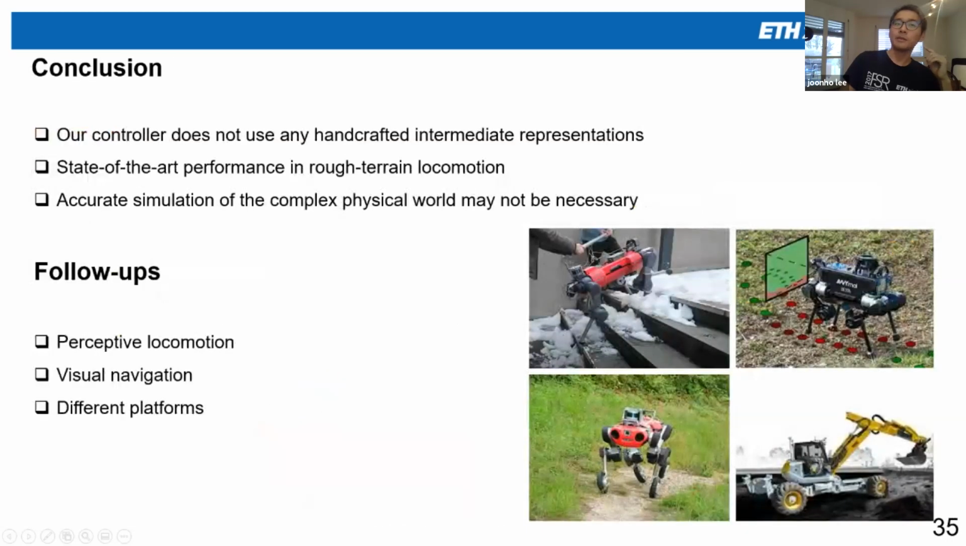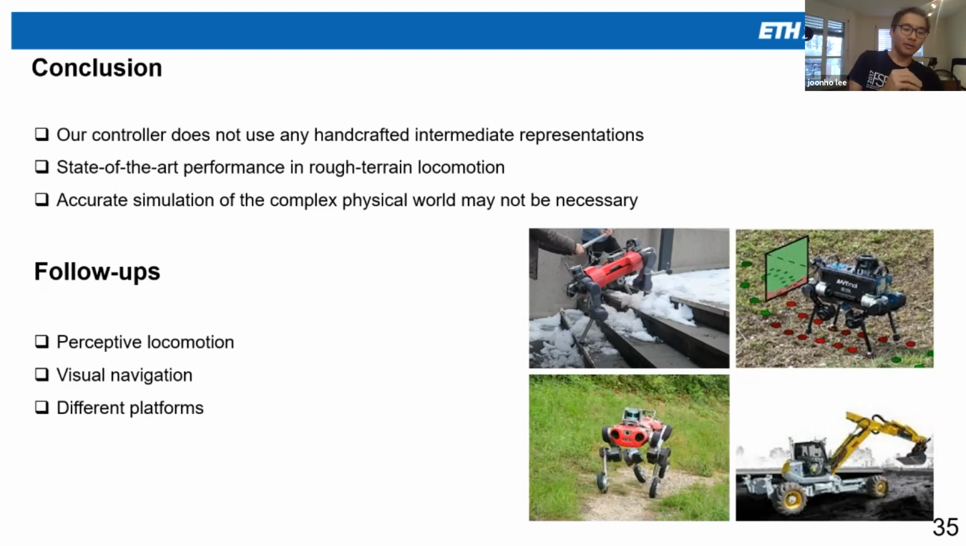That's all from my side. To conclude, we tried not to use any handcrafted intermediate representations like contact state or foot slip states, which are commonly used in legged robotics, but still using this TCN and a nice training pipeline, we could achieve state-of-the-art performance in rough terrain. As I said before, we only simulated rigid terrain. One cool observation here is that maybe we don't need accurate simulation of the complex physical world. If we can train a controller that can generalize well to different situations, maybe we can do the same thing without simulating the complex physical world. It was just an interesting observation.